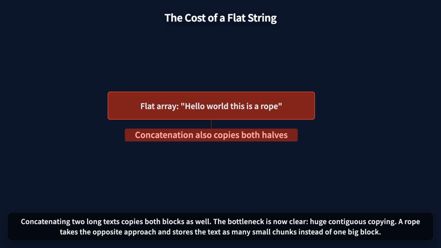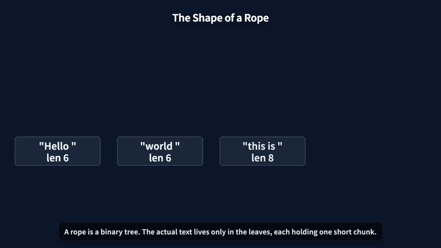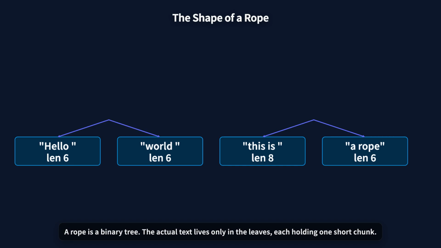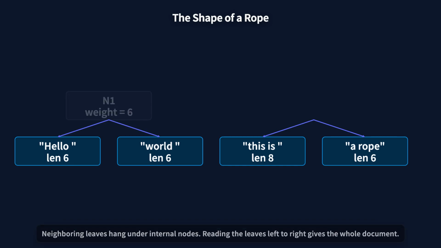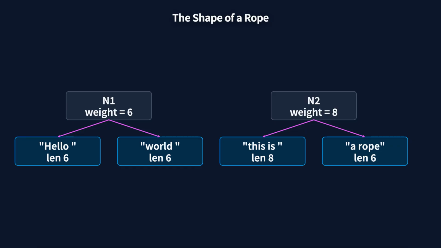A rope takes the opposite approach and stores the text as many small chunks instead of one big block. A rope is a binary tree. The actual text lives only in the leaves, each holding one short chunk. Neighboring leaves hang under internal nodes. Reading the leaves left to right gives the whole document.